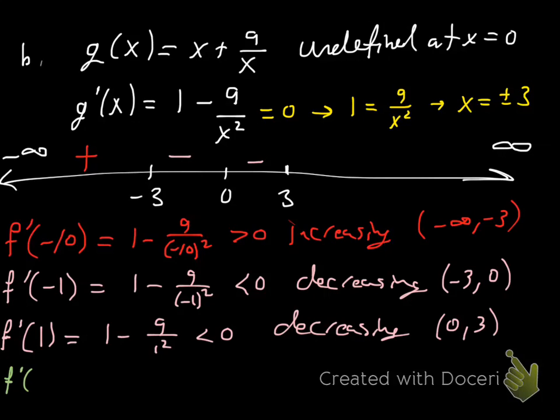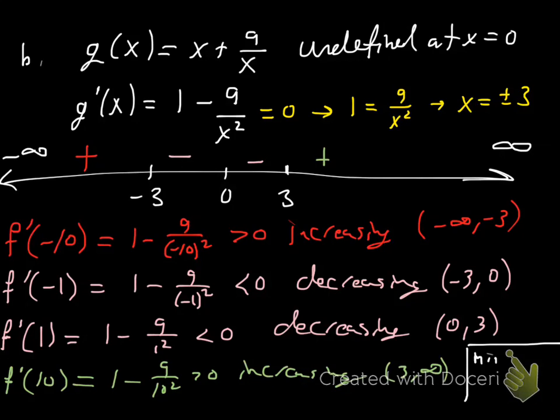Then we'll test one more time, like 10 on the right of 3, and that's going to be greater than 0, so it's increasing from 3 to infinity. So we're going to have a minimum because we went from decreasing to increasing.